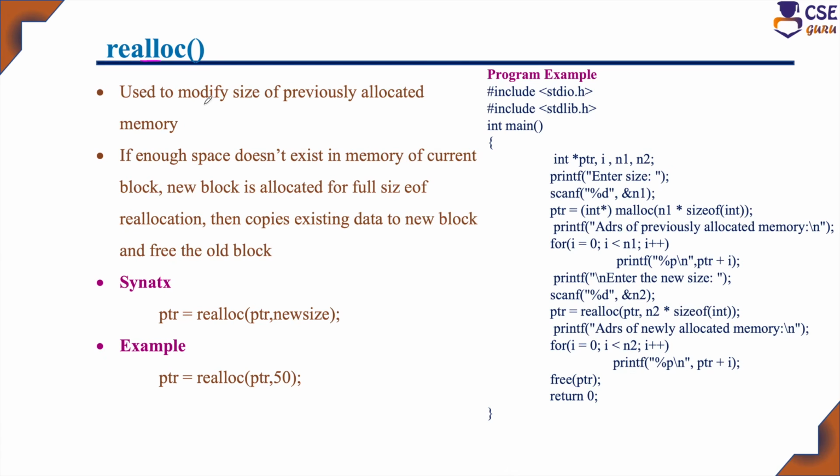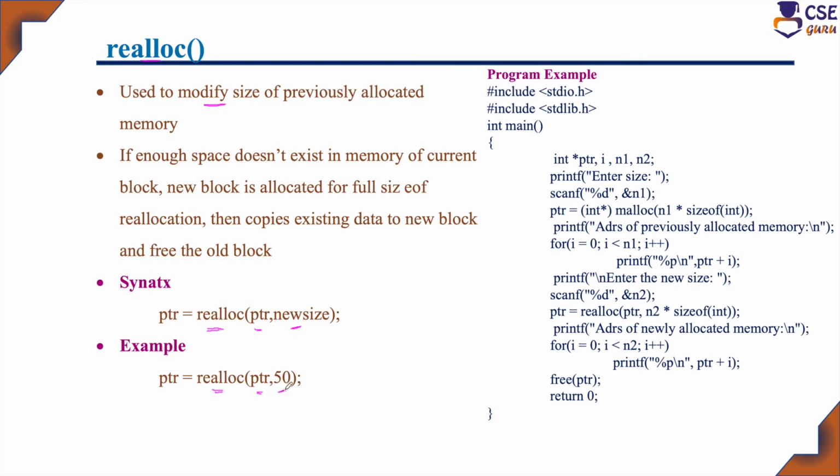So realloc is used to modify the previously allocated memory. So previously you have allocated the memory. If extra memory space is required during execution, with the help of the realloc function, you can reallocate the required memory. Suppose you have allocated more space and you want to reduce it, that is also possible with realloc. Most probably, during execution time, whenever the allocated memory is not enough, in that case we will use this realloc. Okay, and here the syntax is realloc pointer, new size.